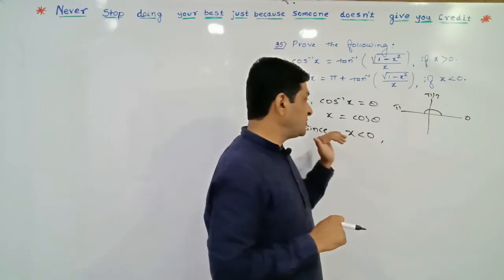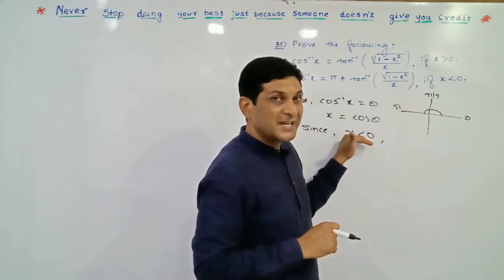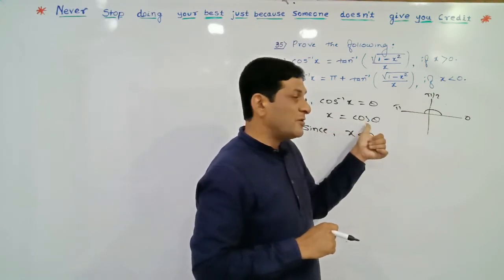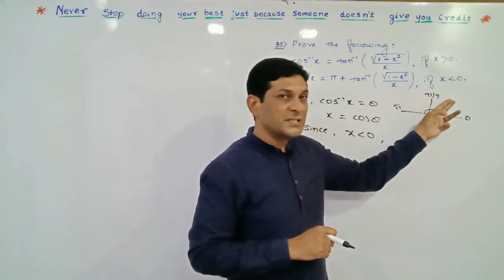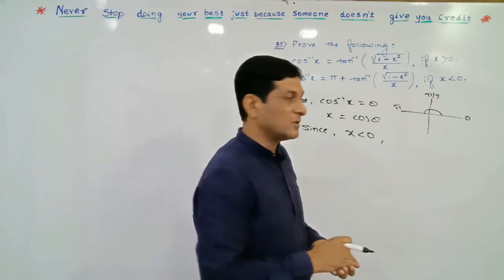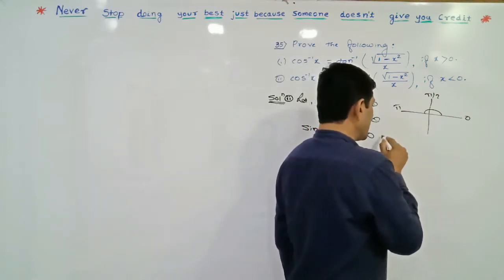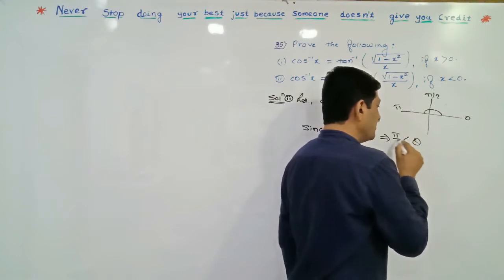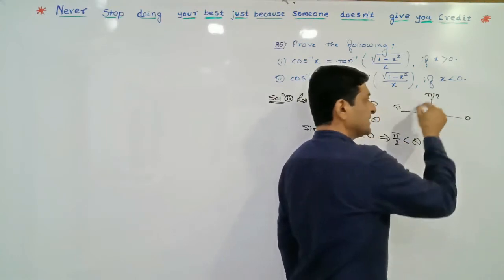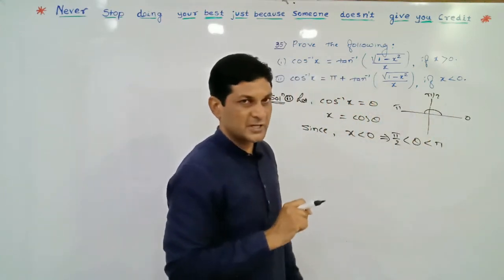But it is given to us that the value of x is negative. X is negative, so the value of cos theta is negative, so definitely this theta does not lie in the first quadrant, so we can conclude that theta lies in the second quadrant. This implies that theta is greater than pi by 2 and less than pi, so it lies in which quadrant? Second quadrant.